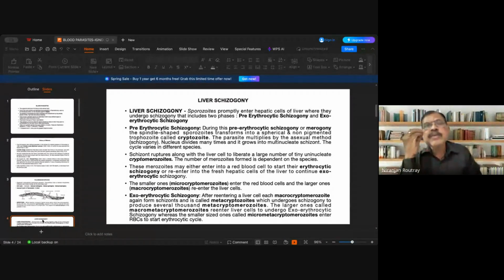So we have schizogony, we have gamogony, we have sporogony. Remember, schizogony is an asexual division. Gamogony is the sexual phase, and sporogony is the asexual phase where the haploid sporozoite is produced.